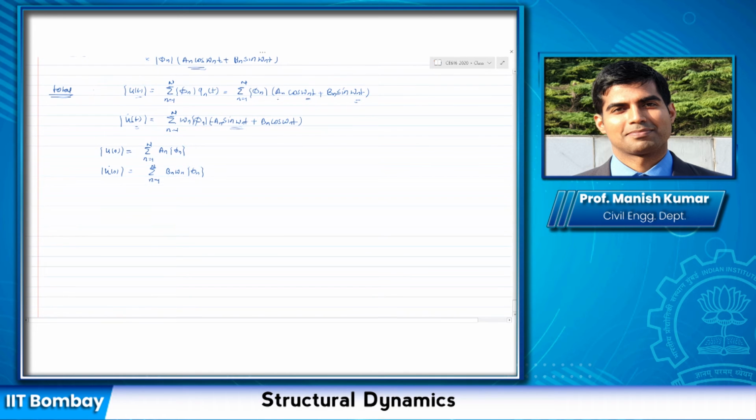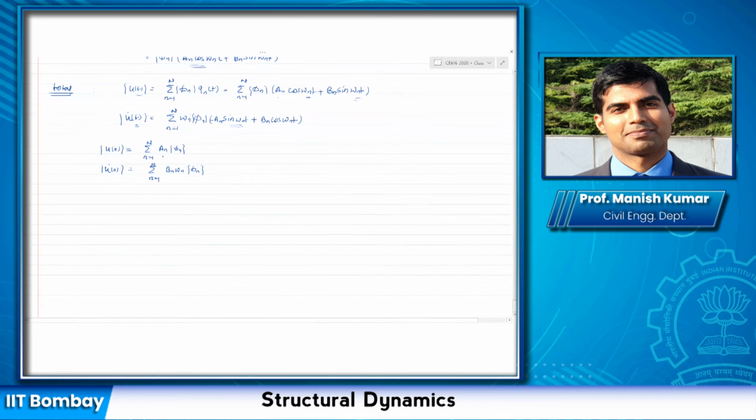Now, does it remind you of something? If you look at this expression here and here, this is nothing but the modal expansion of these two vectors at time t equal to 0. Let us say that I am writing A_n is equal to q_n of 0, and B_n times omega_n is equal to q_n dot of 0. Just another constant, that's all.